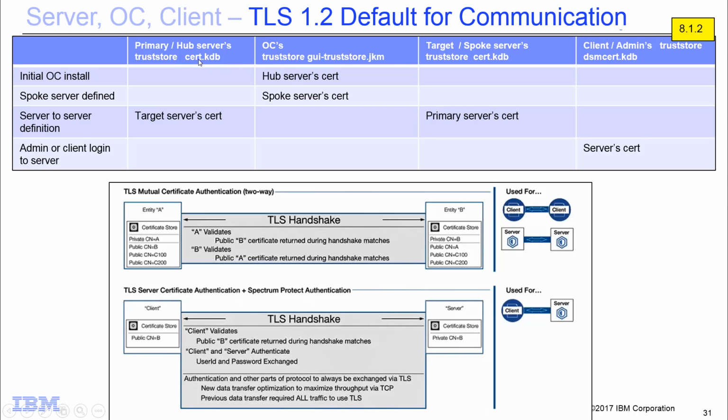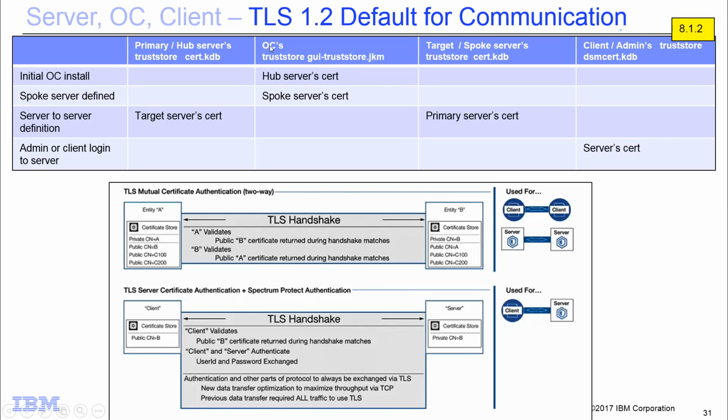The first chart shows the different trust stores that are out there, and then which certificate gets put into that trust store. So here on your primary Spectrum Protect server, we have a certificate trust store called cert.kdb. And if you are doing server-to-server definitions, we would place the target server's certificate in there. Likewise, on the target or spoke server, we'd place the primary server certificate.